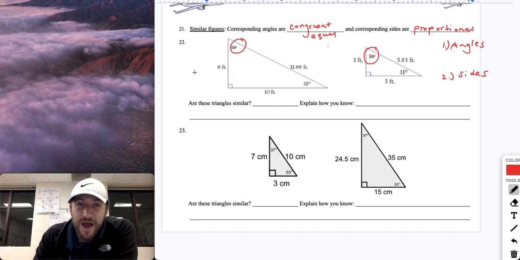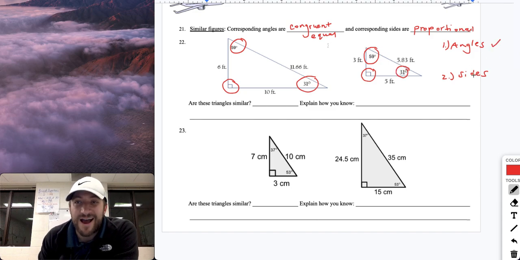That's because no matter how large I make this triangle or how little, the angle should never change if they're similar. All right? So 59, I have two 90 degrees, perfect, and then I have two 31 degrees. All right, so it passes the angle test. Check. Let's go and check the sides test.